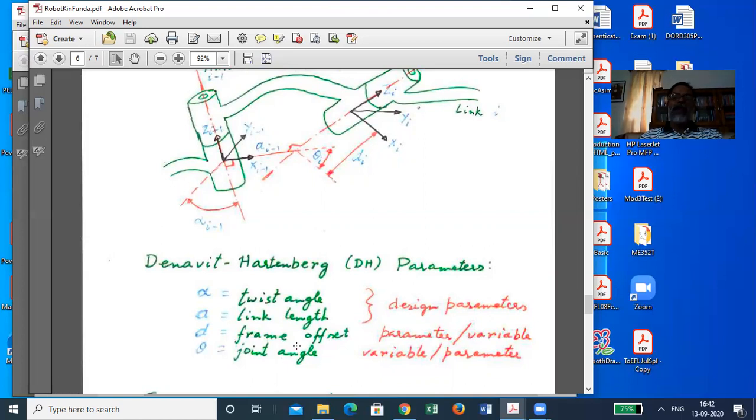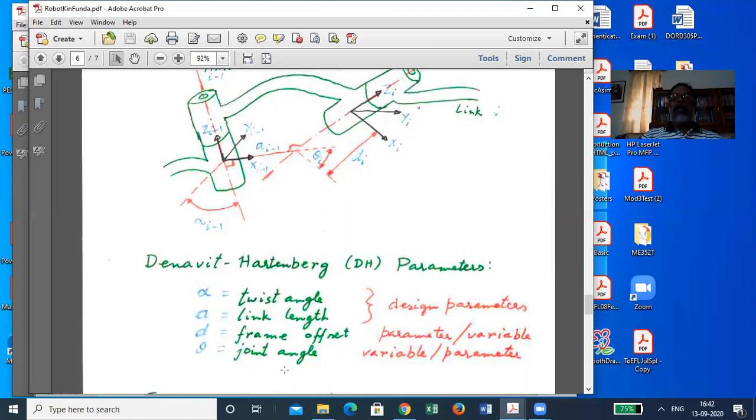So, if this joint I is revolute, then frame offset D is fixed. This theta is the joint variable. On the other hand, if it is a prismatic joint, sliding joint, then this theta is fixed. That is how it is made, design parameter, and the d_i is the variable. Now compose these four motions.